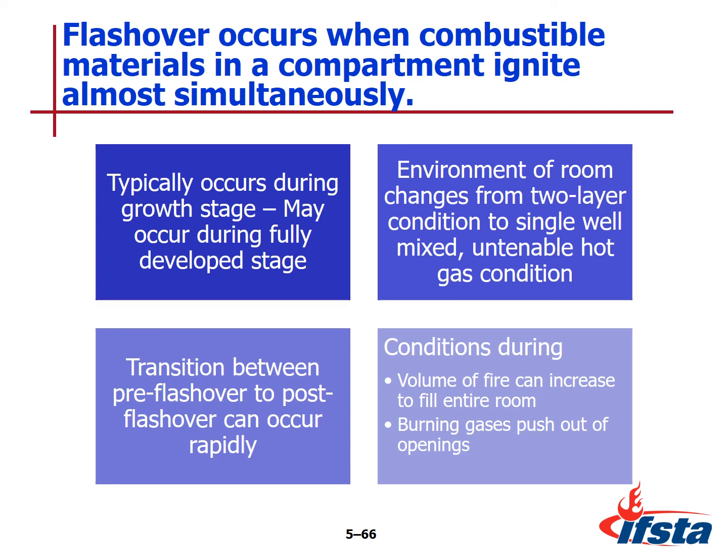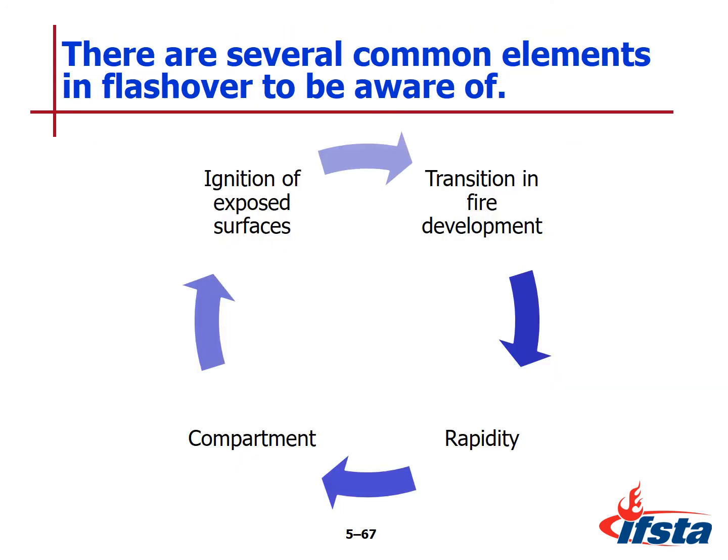So now you may have a room that flashed over, and as that picture showed you a little bit ago, if it was a room like this and you open up that door, now it's pushed it out into the hallway as well. The factors, we talked about them: ignition of exposed surfaces, transition, the rapidity or how fast it's going to move, and the compartment size itself. Obviously in a room like this, flashover would occur at some point in time, but may not be as violent as you go into the living room of a house that's got couches and chairs and stuff like that.